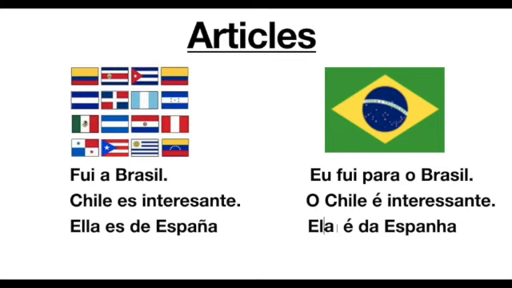And one place that I notice that a lot is especially with countries. A lot of countries that don't take articles in Spanish do take articles in Portuguese. For example, if you say I went to Brazil in Spanish, you would say, fui a Brasil. And if you want to say I went to Brazil in Portuguese, you'd say, eu fui para o Brasil. If you wanted to say Chile is interesting in Spanish, you would say, Chile es interesante. And if you want to say it in Portuguese, you say, o Chile é interessante. One more example, if you say she's from Spain, in Spanish you say ella es de España. And if you want to say it in Portuguese, you say ela é da España. So é da España. Da is that contraction we saw last week of de plus a.